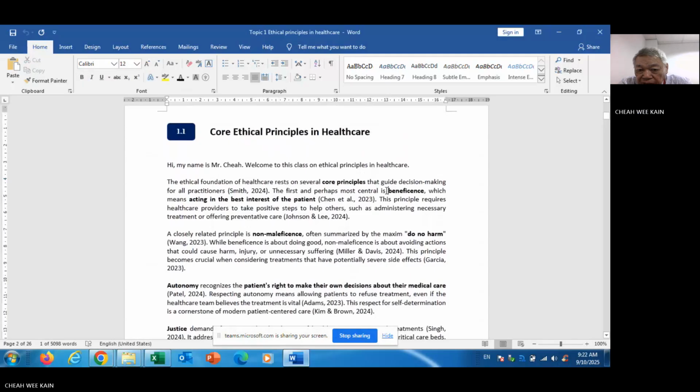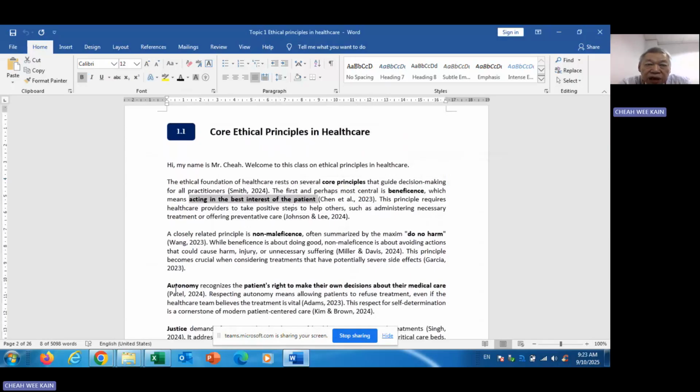The first one and most central one is beneficence. Now, what does that mean? It means healthcare practitioners should always act in the best interest of the patient, not the best interest of their private hospital or the government hospital or any clinics and so forth. No, they should always act in the best interest of the patient. That's the number one, the most basic, most central.